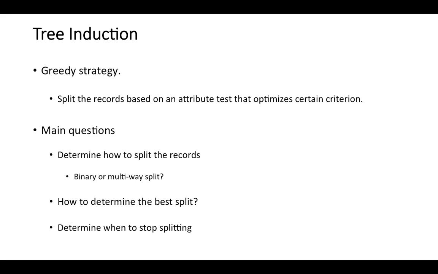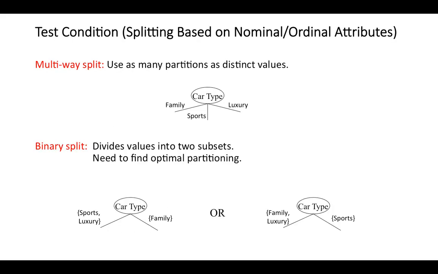So the main questions are how to determine the split. Do you do a binary split or a multi-way split? What do we mean by that? I'll show you an example. So how do we split the records? How to determine the best split? What's the best split here? And when you say that all the nodes have the same class label, is it okay if a node just has one record? So that's a question. Determining when to stop splitting is closely related to that.